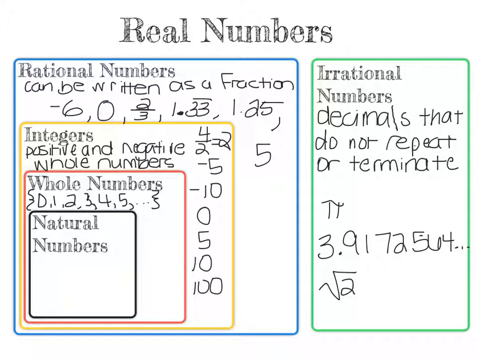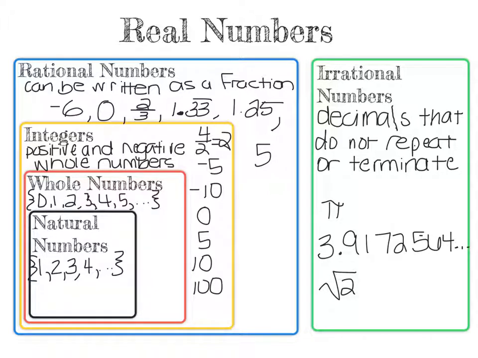And finally, we have natural numbers. These are also sometimes called counting numbers. These are the numbers that make sense to you, that feel natural, the ones that you learn to count. So they start with 1, 2, 3, 4, and they continue on. Again, there are no negative values for natural numbers.